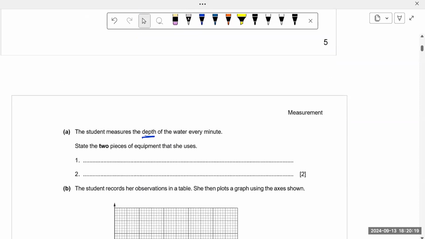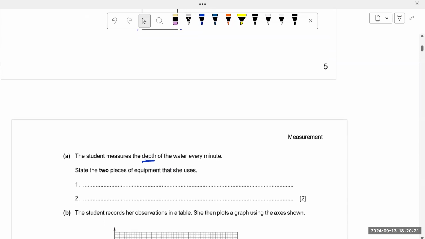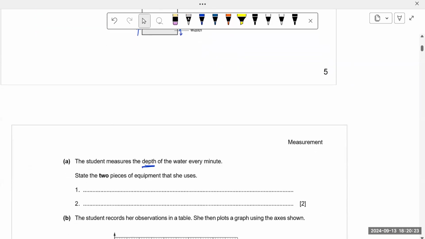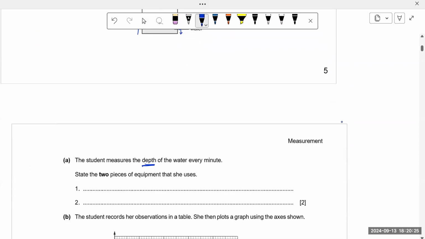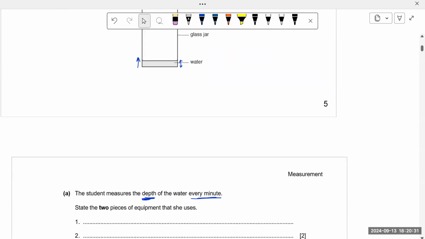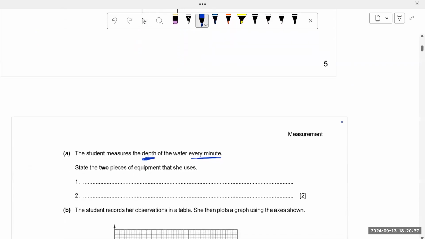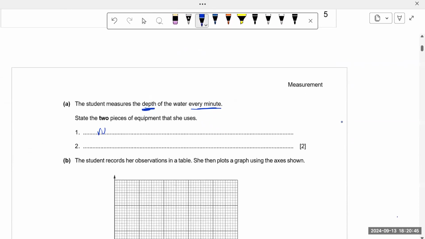State the two pieces of equipment that she uses. For a, the student measures the depth of water every minute. So I'm trying to measure the depth. What will I use to measure this length? Of course, a ruler, okay? And he's measuring it every minute. So what else do I need? Okay, so I need a stopwatch. So the answer would be ruler and stopwatch.